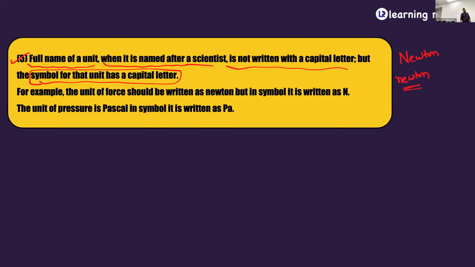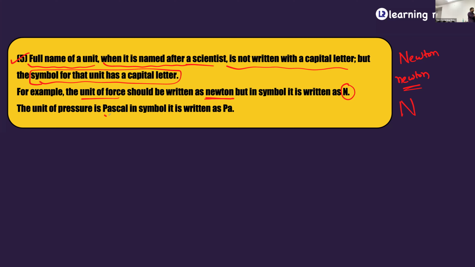So the name of the scientist, when you write it in expanded form, starts with lowercase, but the symbol for the unit will have uppercase. So newton is written as capital N. For example, the unit of force should be written as newton, but the symbol should be capital N. Similarly, if you talk about the unit of pressure, it is the name of a scientist, right?